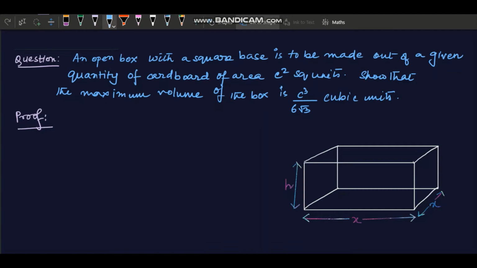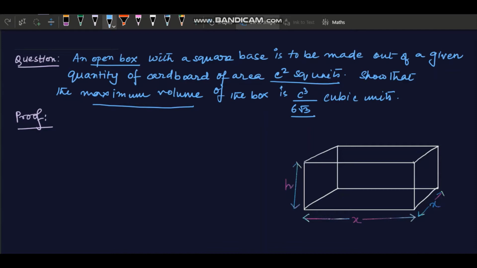So let's start with the sum. It is told that you have an open box with a square base and it is made out of a cardboard whose area is c square units. You have to show that the maximum volume of the box is given by c cube by 6 root 3 cubic units. What is most important is that it is told that the box is an open box.